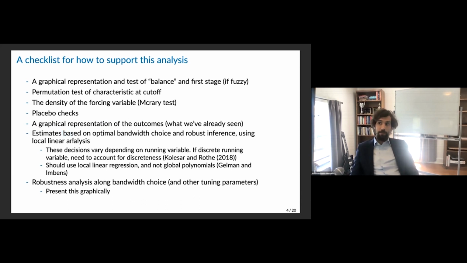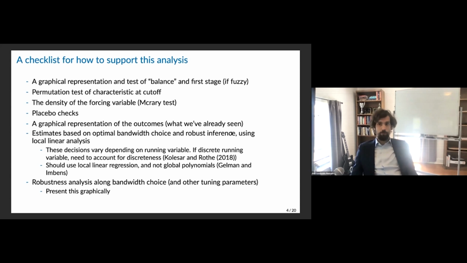And then you want to give estimates based on kind of optimal bandwidth choice, robust inference, and using local linear analysis, local linear regression. So these decisions that I'm talking about here really depend on the running variable. If you have a discrete running variable, you need to kind of account for the discreteness. This is this very nice paper by Kolesár and Rothe in 2018 in the AER about discrete running variables. We're going to talk about that on Thursday specifically.